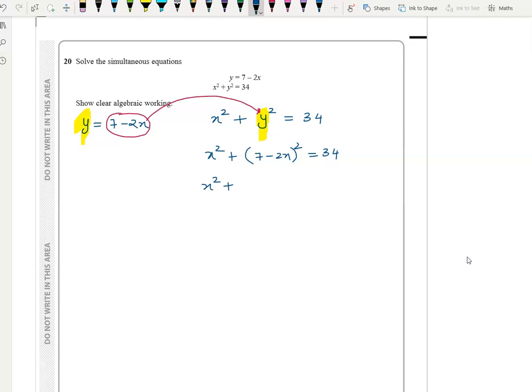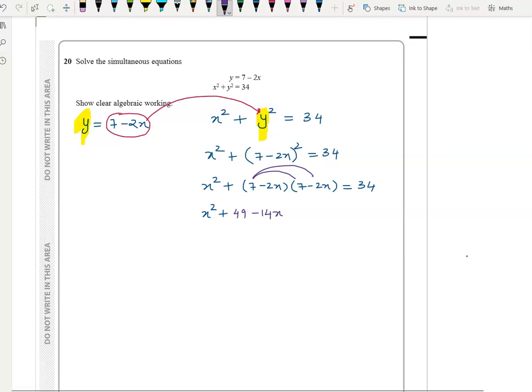x squared plus, if you know the special product a minus b whole squared, you can expand directly. If not, we will multiply it out twice. So 7 minus 2x is multiplied by 7 minus 2x equals 34. So x squared will be the same. Multiply the brackets. So 7 times 7 is 49. 7 times negative 2x is negative 14x. Then minus 2x times 7 is minus 14x. And minus 2x times minus 2x is positive 4x squared.